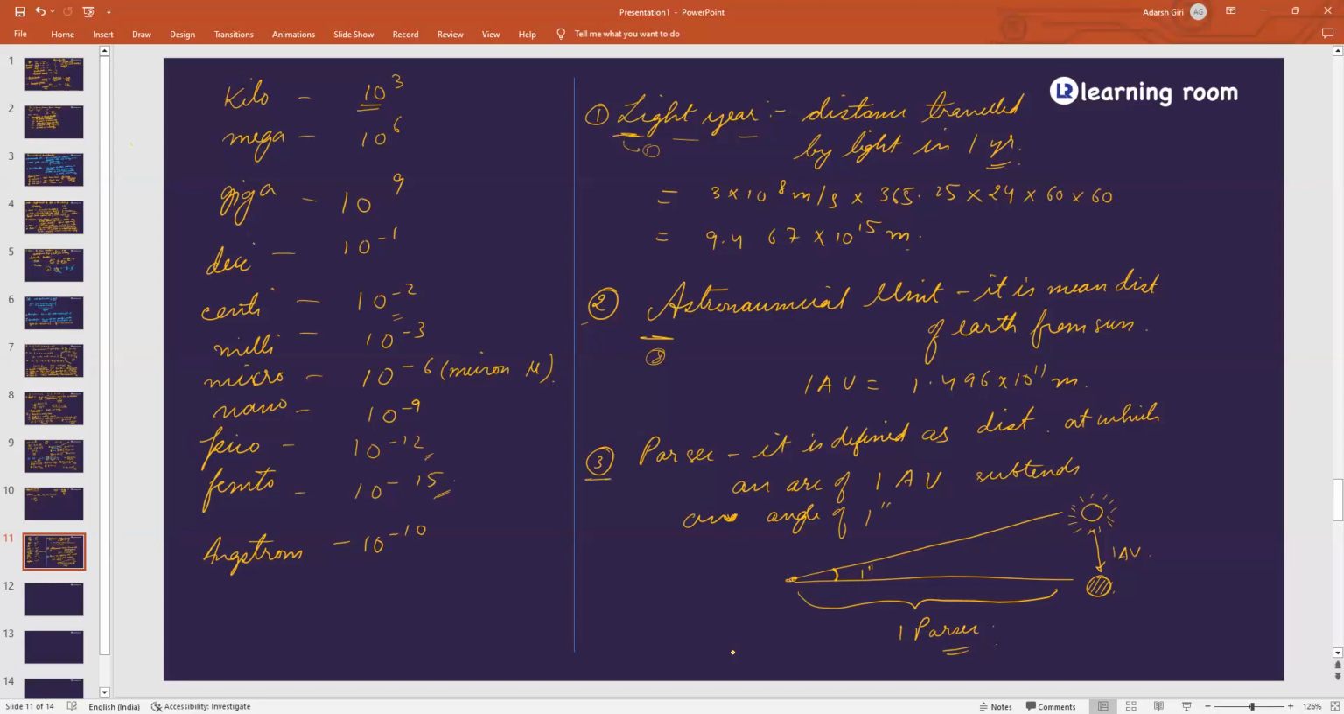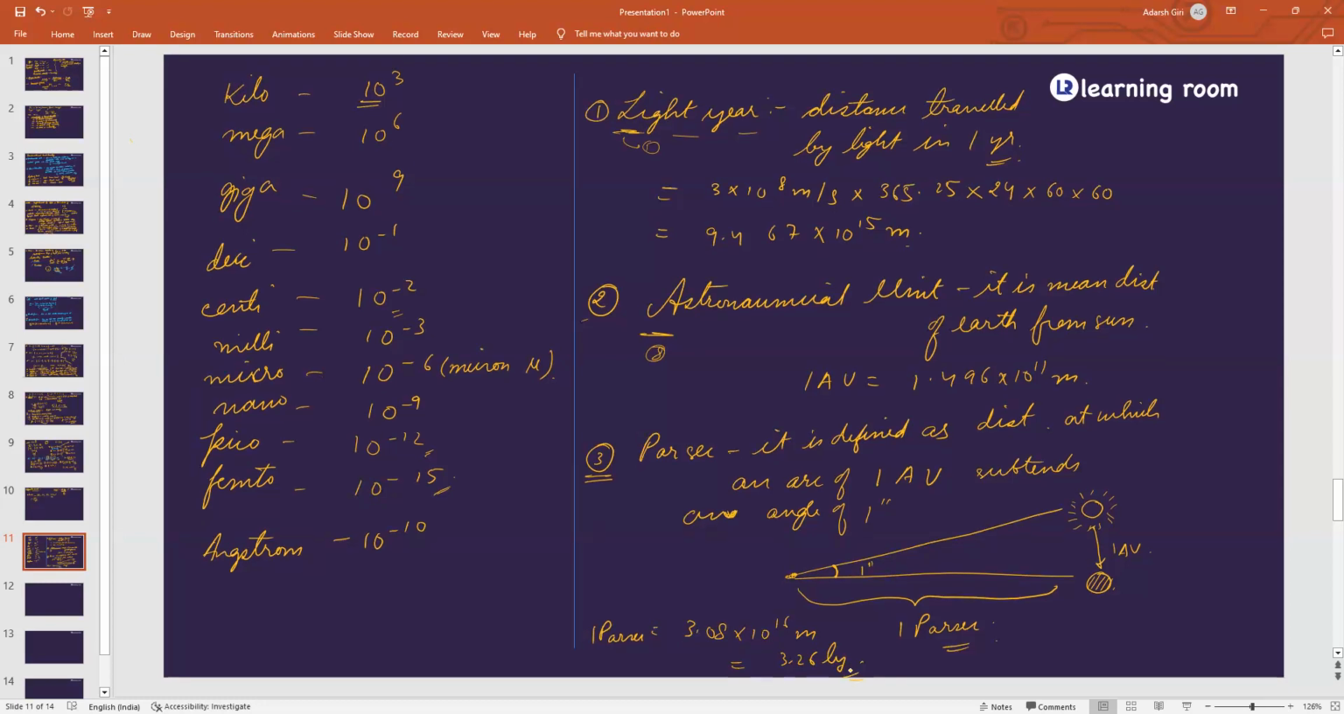Second point, parsec is the biggest distance, the largest distance of all. Okay, 1 parsec, because it is 1 second. 1 degree, then 1 minute, then 1 second. The smallest unit of angle, 1 second. 1 second is that small that you cannot measure it through the normal protractor. So 1 parsec is 3.08 into 10 raised to the power 16 meters, that is 3.26 light years. Okay, 3.26 times 1 light year. So this is 1 parsec.